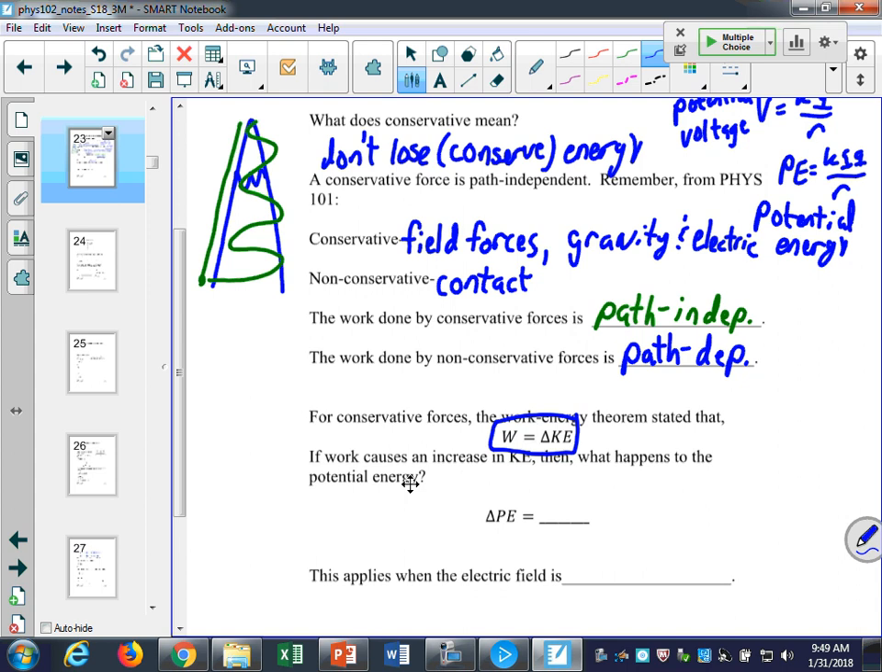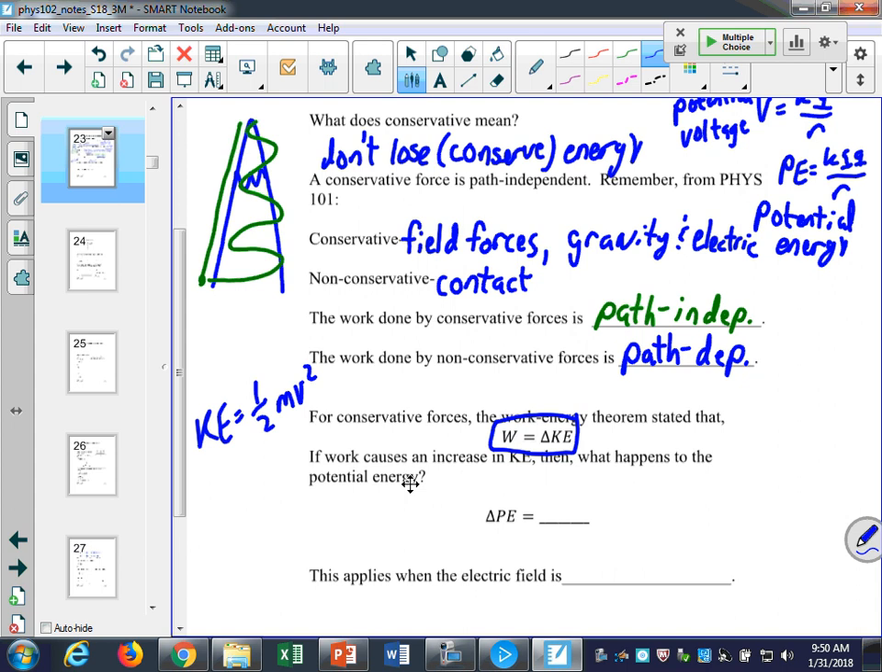Just to remind you, kinetic energy is 1/2 mv squared. That's not on your equation sheet, but it'll come up on the test. And you'll see some questions, we'll work some, but you'll see some on the OpenStax as well, where you have to use that idea. If work causes an increase in kinetic energy, then what happens to the potential energy? Well, if I have a system that has a set amount of energy, and I increase my kinetic energy, what's going to happen to the potential energy? Is it going to increase, stay the same, or decrease?